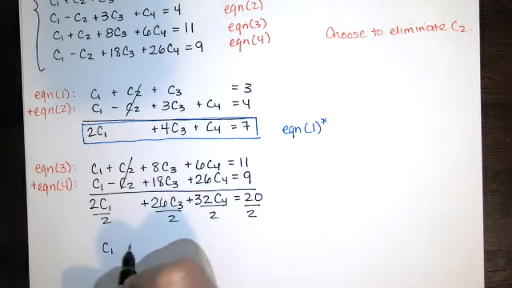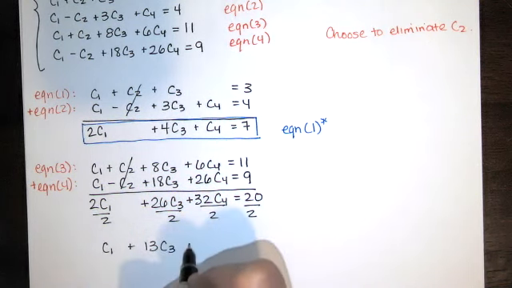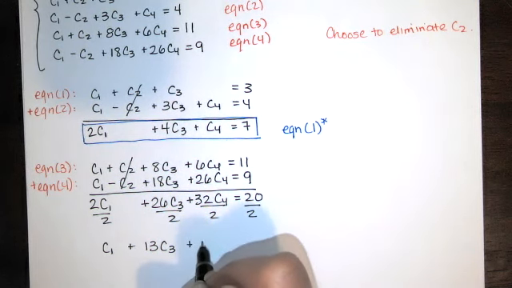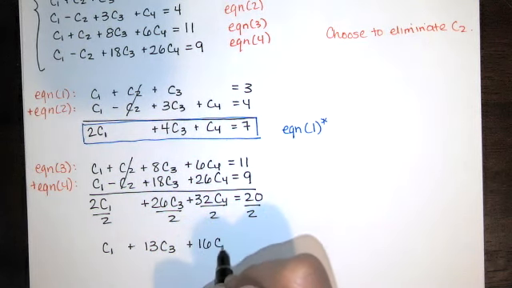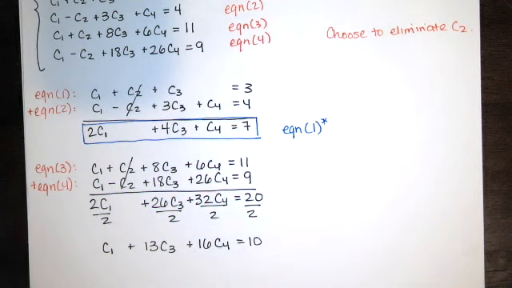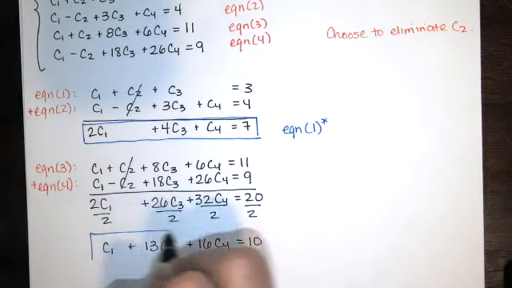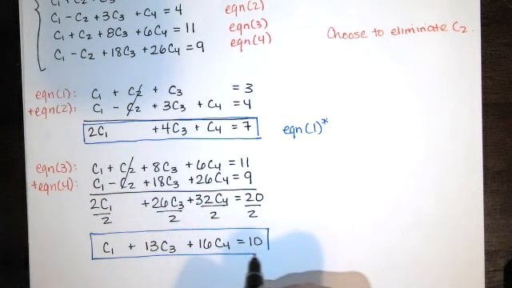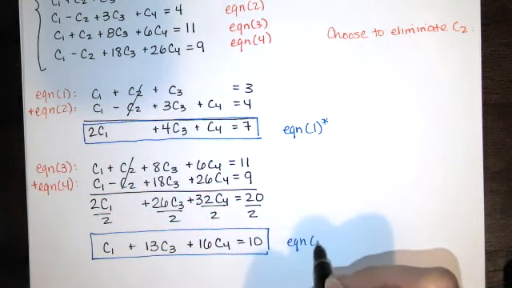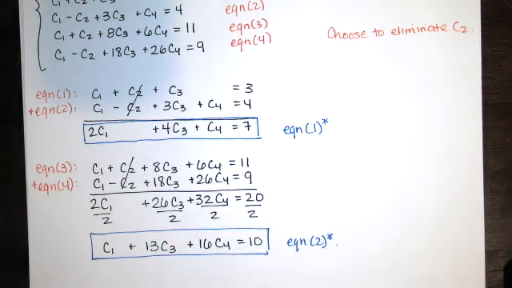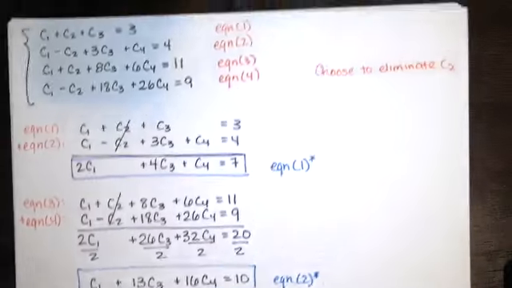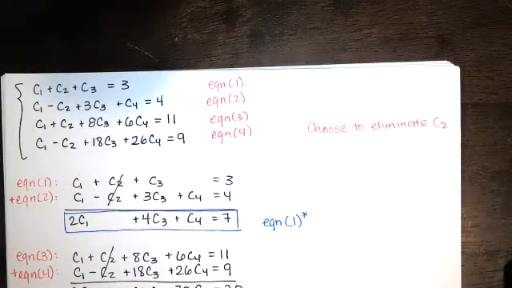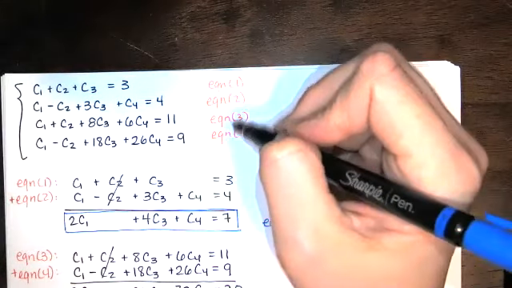And we have C1 plus 13C3 plus, is that 16? C4 equals 10. This is my new equation 2. Now, I need to eliminate C2 one more time using different equations. I've already used these 2 together, and I've already used these 2 together.